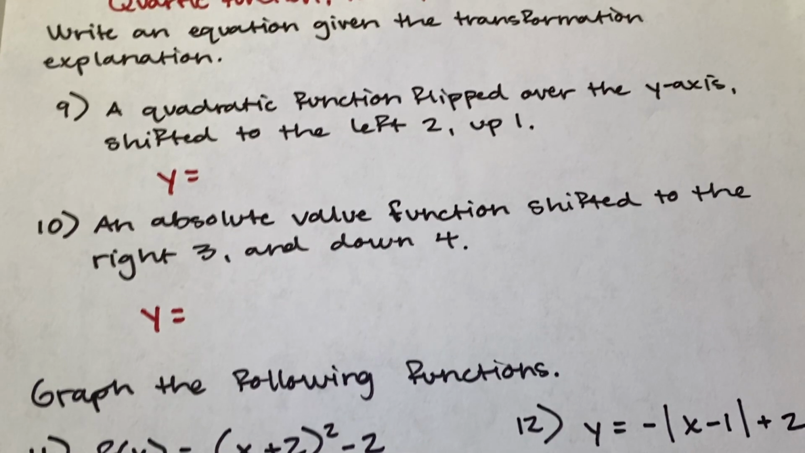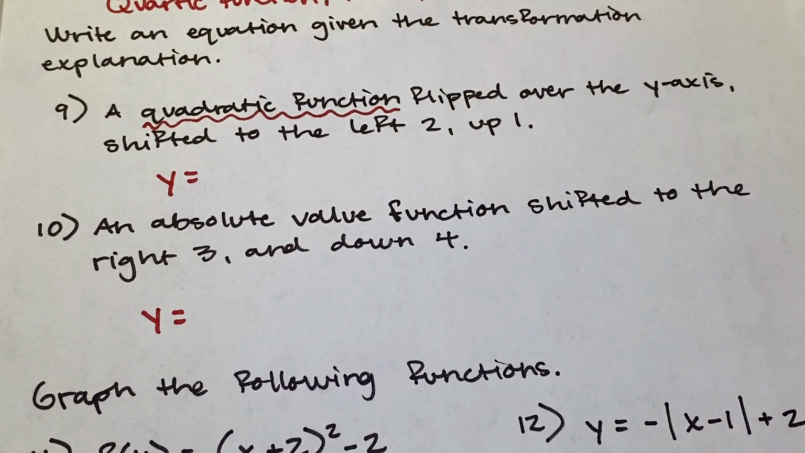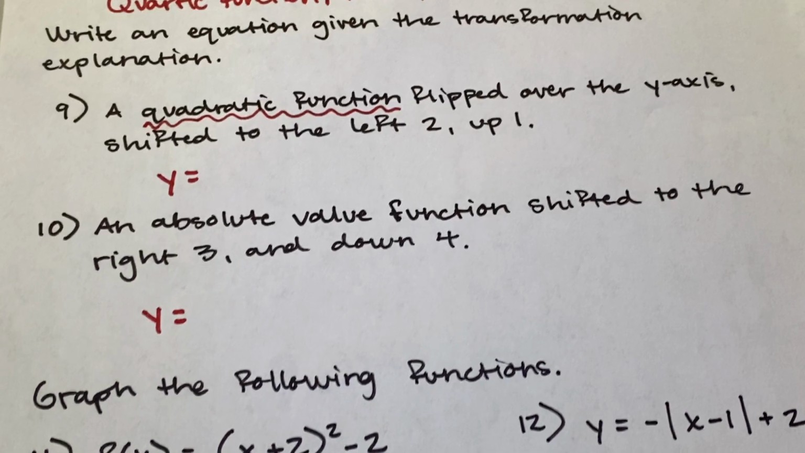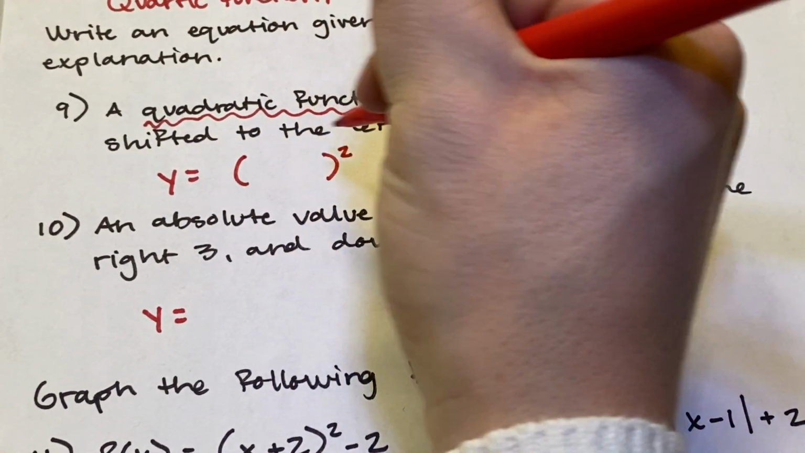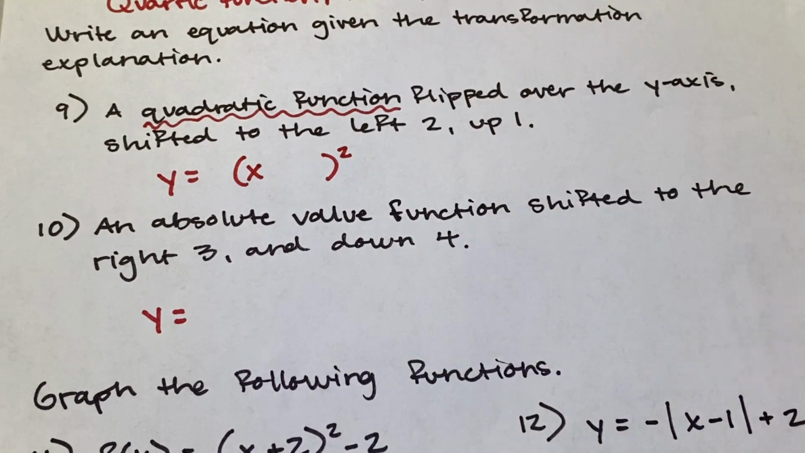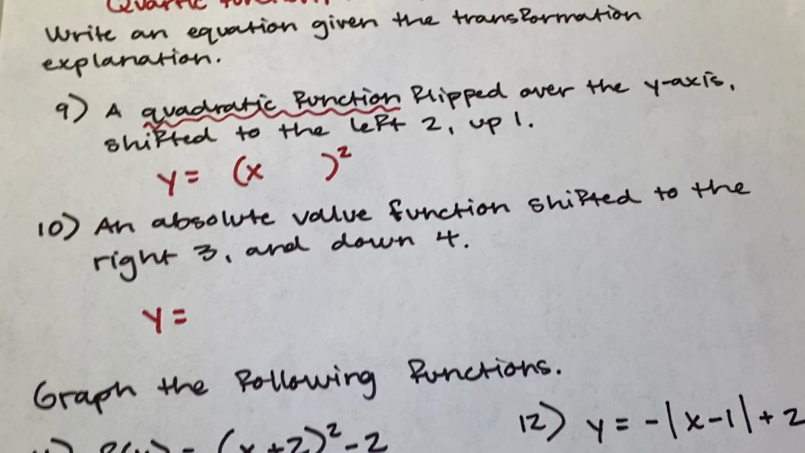Alrighty, so first let's identify the type of function it is. For number 9, it says a quadratic function. Look back on the front of your paper if you need to. What power was the quadratic function? 2. 2, good job. Alright, so we know we're going to have parentheses, x on the inside, and it's being taken to the second power. Okay, I'm leaving myself a little space for those transformations to be put in there.